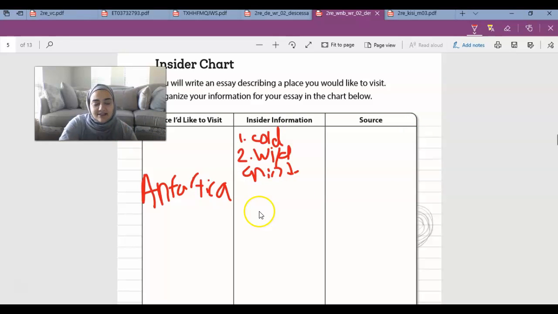Also, what I'd like to do in Antarctica is I'd like to see the sky at night. At night, they say the sky is so black that the stars look like they're just above your head. So if you do this, you can catch it. That's how close it looks. It's not really that close, but it looks that close because it's so dark. So I would like to see the night sky.